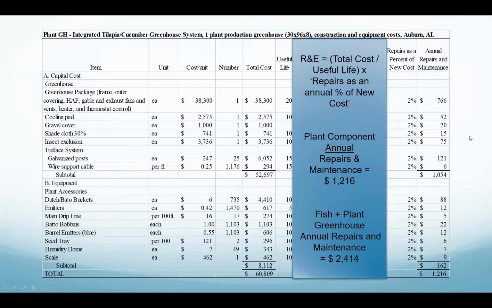And we use a similar method here. This is for the plant greenhouse. We take the total cost divided by the useful life and multiply by this 2%, get 766. Of course, the greenhouses for the plant and the fish are the same. It's what's inside them that varies. So we add the 2 together for the fish and the plant greenhouse, and we come up with this $2,414 for the repairs and maintenance.